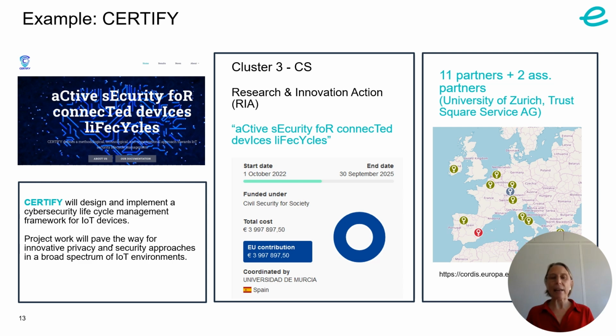And here again an example of a running project called Certify in the area of cybersecurity. Certify stands for Active Security for Connected Devices Life Cycles. It started in October 2022 and will also last for 3 years. It is composed of 11 partners plus 2 associated partners. I chose this one because there are 2 Swiss partners, University of Zurich, and the company TrustSquare Service AG.